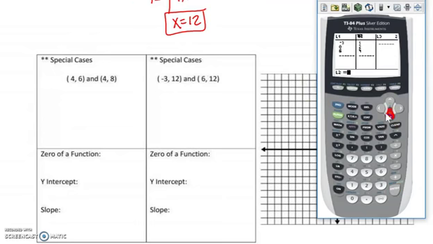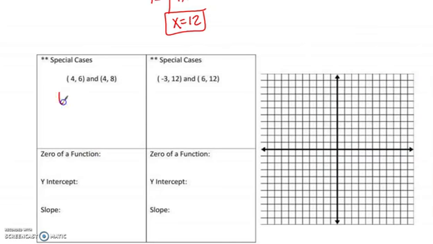Clear up what we got here. Clear. And we got this one here, 4, 6, and 4, 8. So 4, 6, and 4, 8. And something strange is going to happen on this one. I hit stat, calc, down to linear regression, all the way down to calculate. And it says error domain. Error. Okay? If you get an error, unless you did something horrifically wrong, that means undefined.